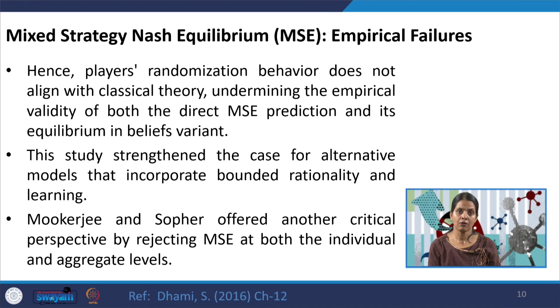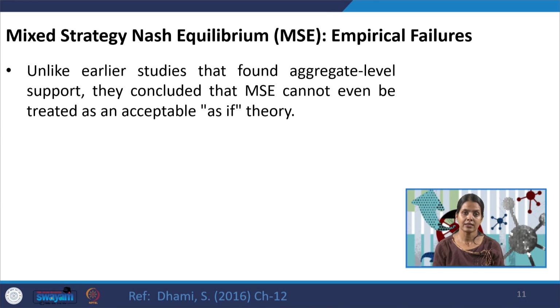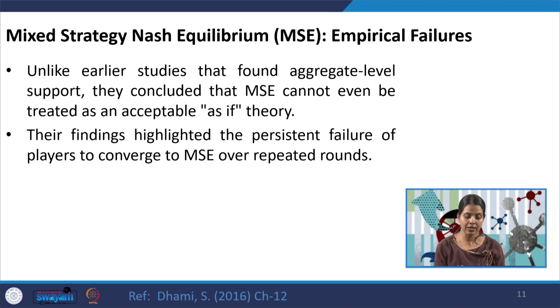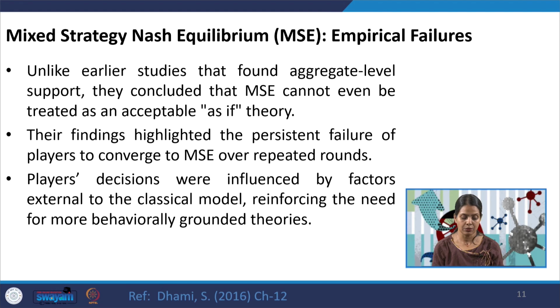Mukherjee and Sofer offered another critical perspective by rejecting MSE at both the individual and aggregate levels. Unlike earlier studies that found aggregate level support, they concluded that MSE cannot even be treated as an acceptable as if theory. Their findings highlighted the persistent failure of players to converge to MSE over repeated rounds. Players' decisions were influenced by factors external to the classical model, reinforcing the need for more behaviorally grounded theories.